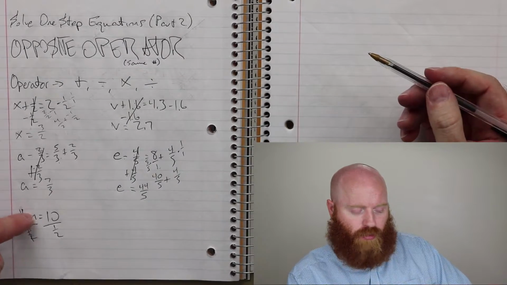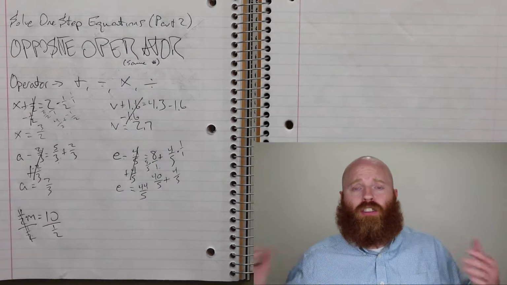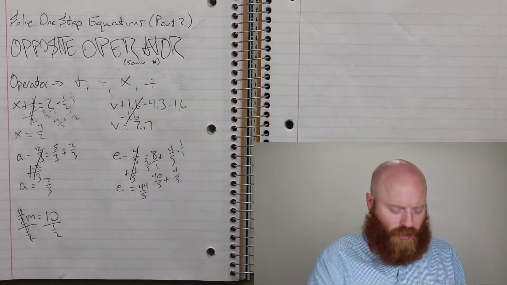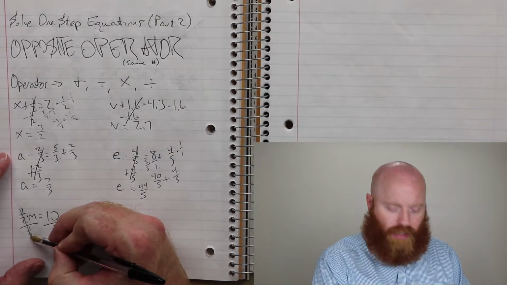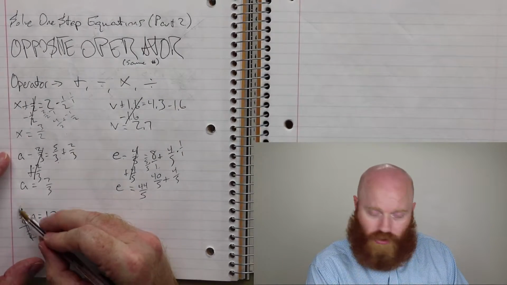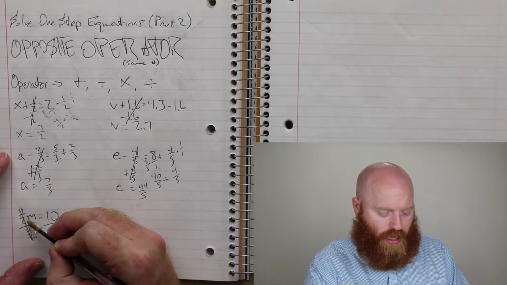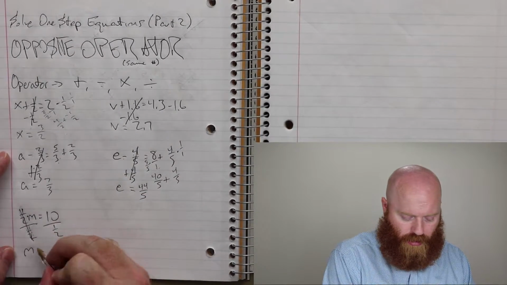That's why we did it. The reason we had times 1/2, the reason we did divide by 1/2, is because we would cancel it. Opposite operator, same number. So times 1/2 divided by 1/2 cancels to 1, not to 0. Again, this cancels to 1. Any number divided by itself is 1. Times m, 1 times m is m.